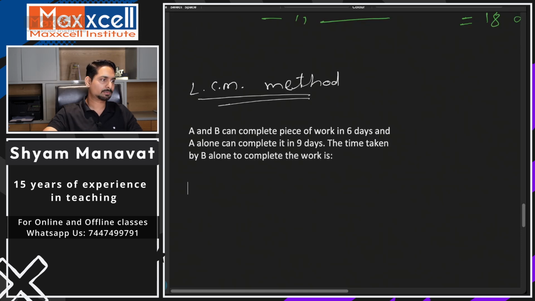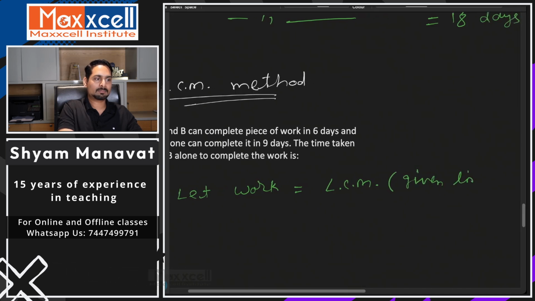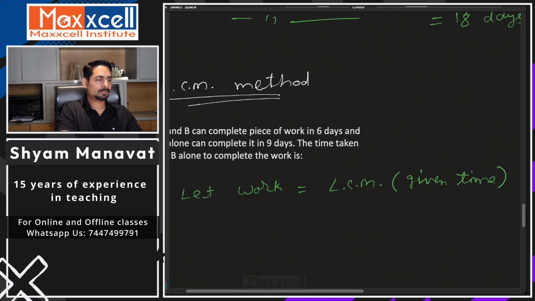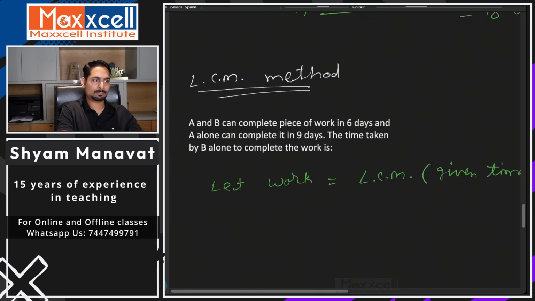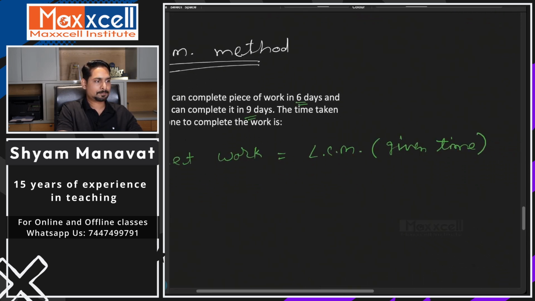Okay, so let me solve this question by using the LCM method. So in the LCM method, what do we do? We assume work not as X but as the LCM of the given time, whatever values of time are given, for individual, for together, whatever it is. So here 6 days, here 9 days.